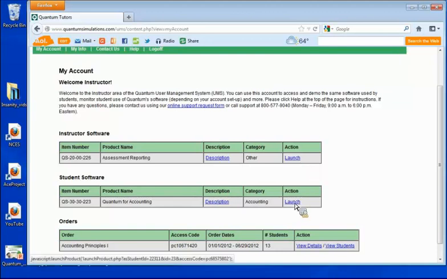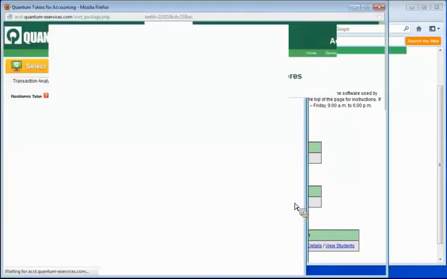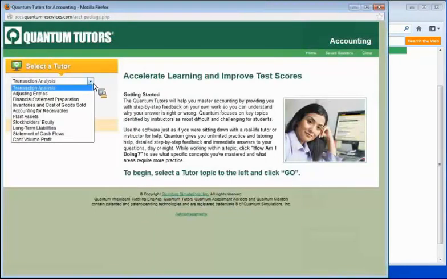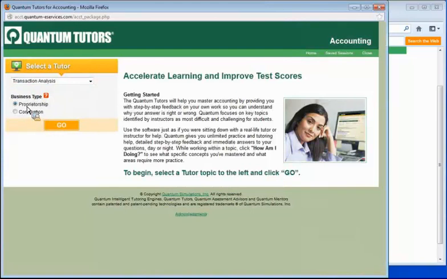Here, let me go ahead and launch the software as a student. And you'll see over here on the left that I can select a topic to work on. So here's all the topics that were in the PowerPoint. And then depending on the book that I'm using, I can select proprietorship or corporation and basically click go.